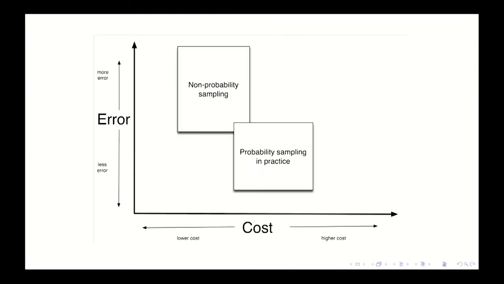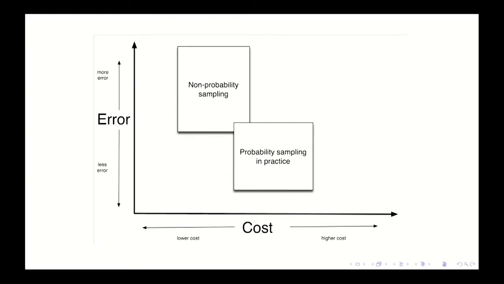So then sometimes people ask me, okay, I have to do a survey. Should I use a probability-based sample or a non-probability-based sample? Unfortunately, there is no one answer to that. This is kind of how I think of the world right now. Here there's cost, higher cost and lower cost, and here is error, more error, less error. Obviously, we would like to be here with low cost and low error. That's where we want to be.